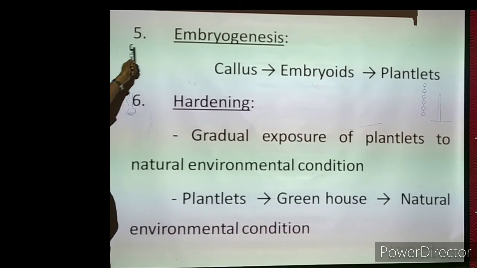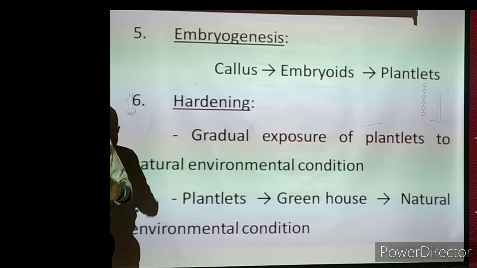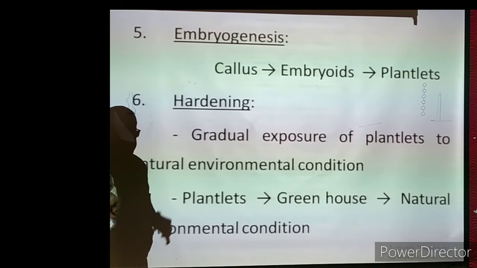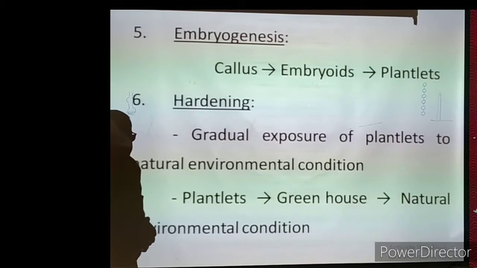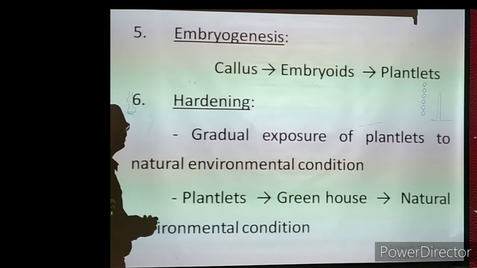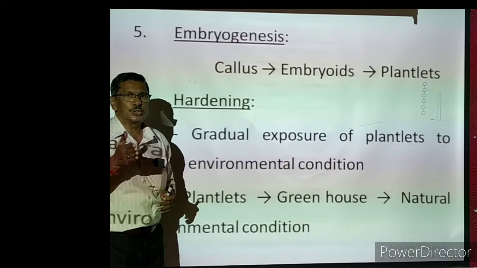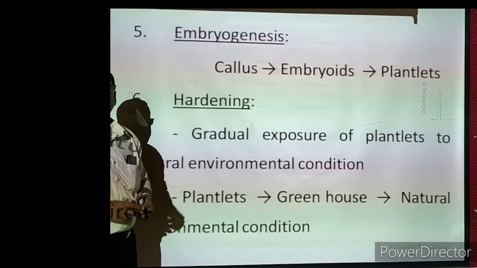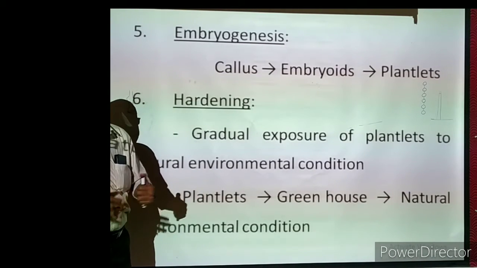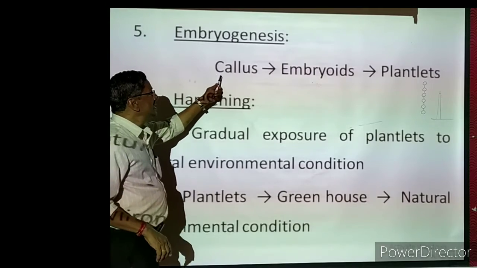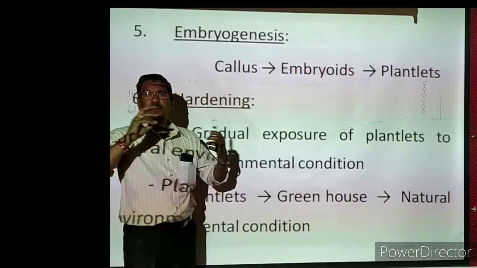The next one is embryogenesis. Now the callus, a mass of cells we have studied, we have seen. Now we can see it by naked eye, the callus. Now what we have to do is cut the callus into small pieces. Maybe 10 pieces to 15 pieces, like that we can cut. So one callus can be cut into, imagine, 10 pieces.